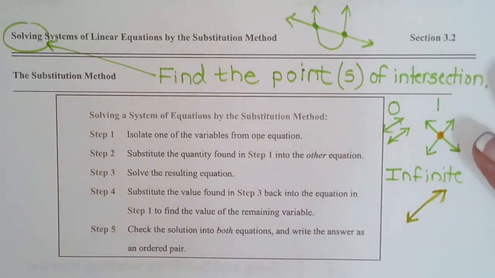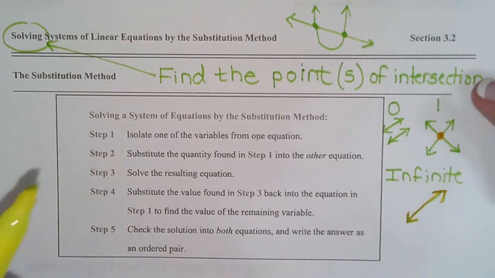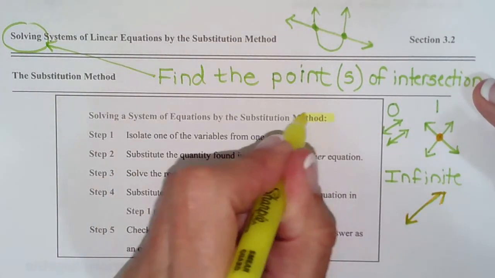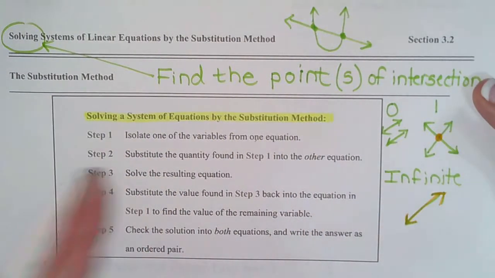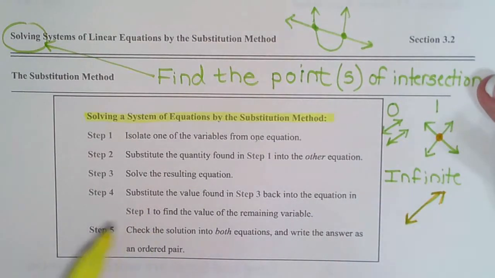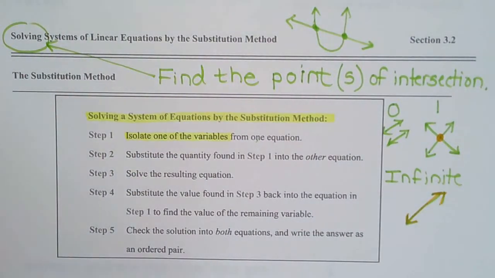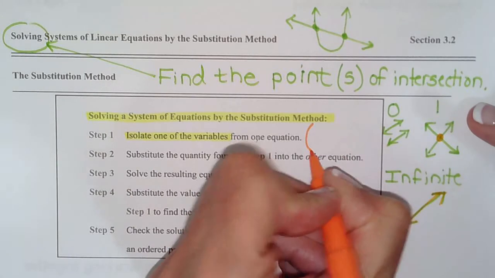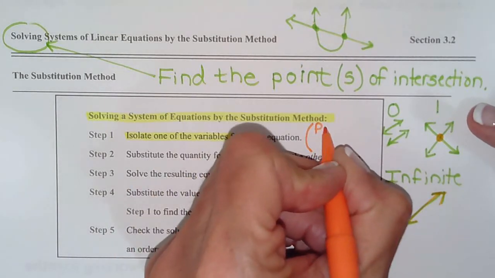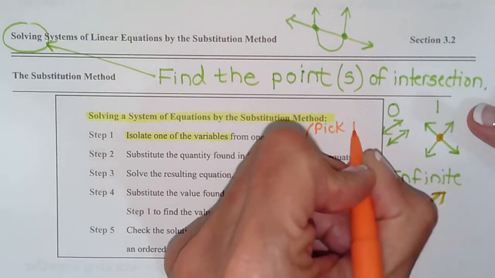So solving by the substitution method, and let's highlight this because this is important. Isolate one of the variables. That's the key first step. You don't do that in the next method. So I either need to get an x or a y alone. That's step one. And I always want to pick the variable with a 1 in front of it. That's the variable I want to get alone. So pick the variable with a 1 in front.